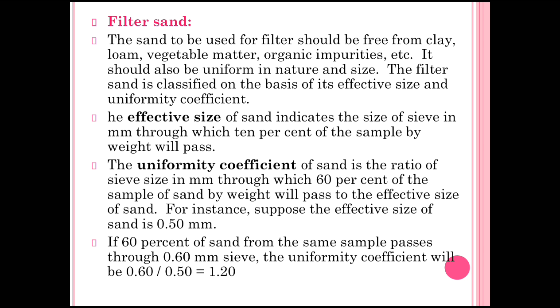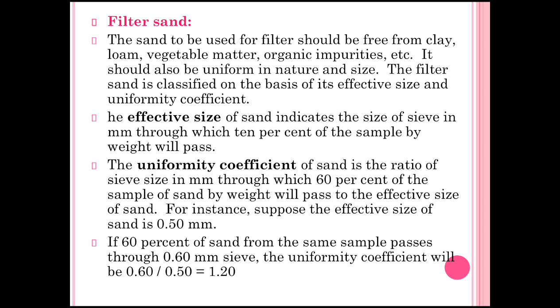The effective size of sand indicates the size of sieve in mm through which 10% of the sample by weight will pass. The uniformity coefficient of sand is the ratio of the sieve size in millimeters through which 60% of the sample of sand by weight will pass to the effective size of the sand.